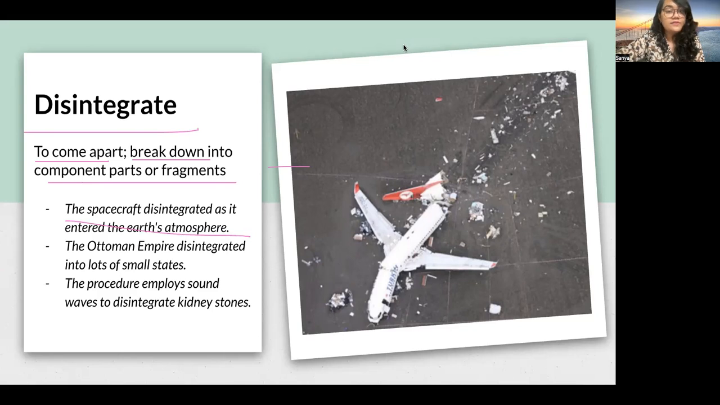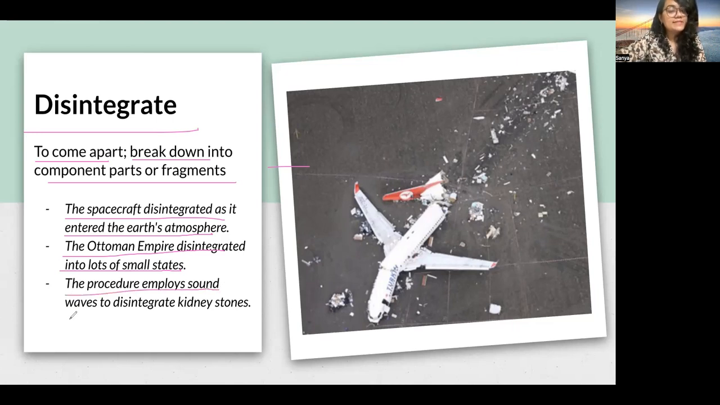The spacecraft disintegrated as it entered the Earth's atmosphere. When the spacecraft started entering the Earth's atmosphere, it started disintegrating. It started coming apart, right? That means it started breaking down into fragments. The Ottoman Empire disintegrated into lots of small states. So the Ottoman Empire broke down into smaller states, right? It was now not a collective empire. It was now turned to small states here and there, right?